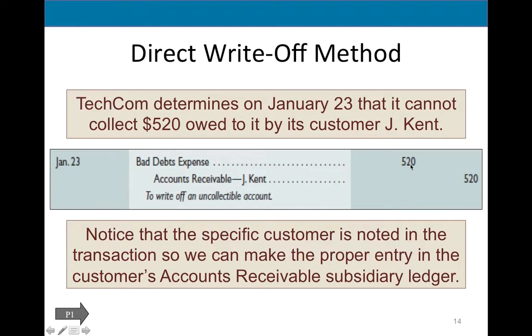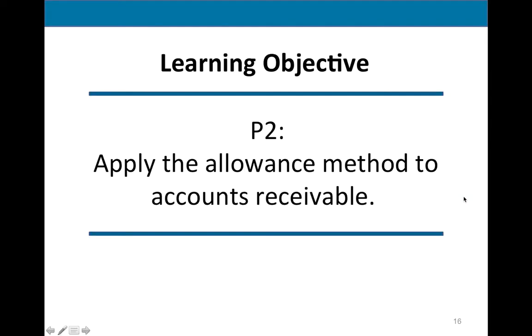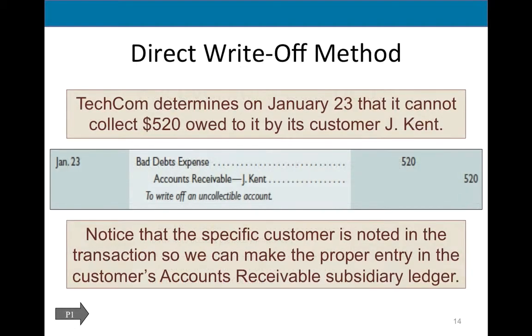I debit bad debt expense. Expenses go up. I credit receivables. It doesn't mean I'm not trying to pursue J. Kent. I'm just taking it off my books for now. I'm still trying to collect it from J. Kent. So guys, again, look right here.